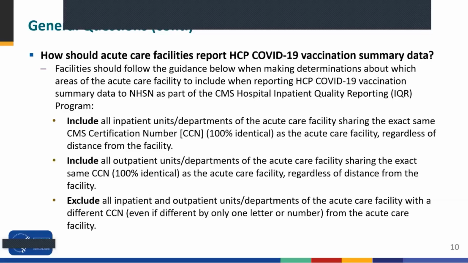Facilities should also include outpatient units and departments of the acute care facility, sharing the exact same CCN as the facility, regardless of distance from the facility. However, facilities should exclude all inpatient and outpatient units or departments of the acute care facility with a different CCN, even if they're different by only one letter or number from the acute care facility.